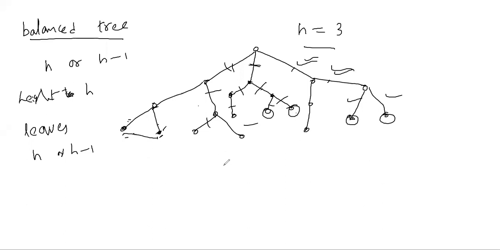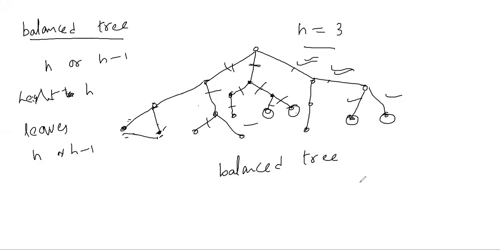Therefore the given tree is a balanced tree. A tree is balanced if the tree's height is h and all the leaves are at height h or h minus 1. So all are at height 3. Therefore you call it a balanced tree.